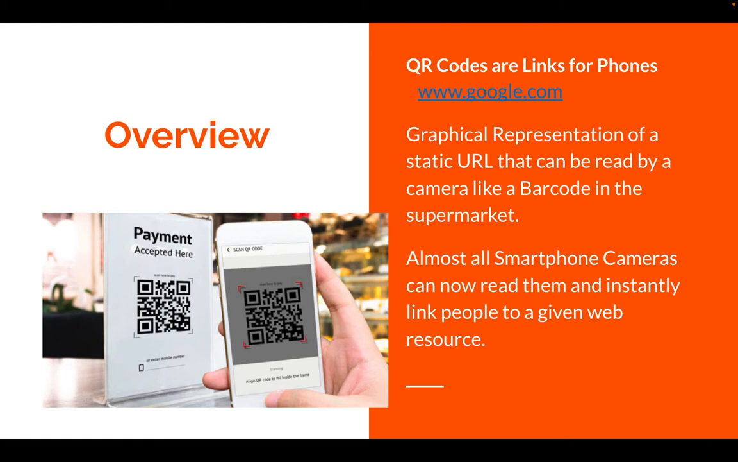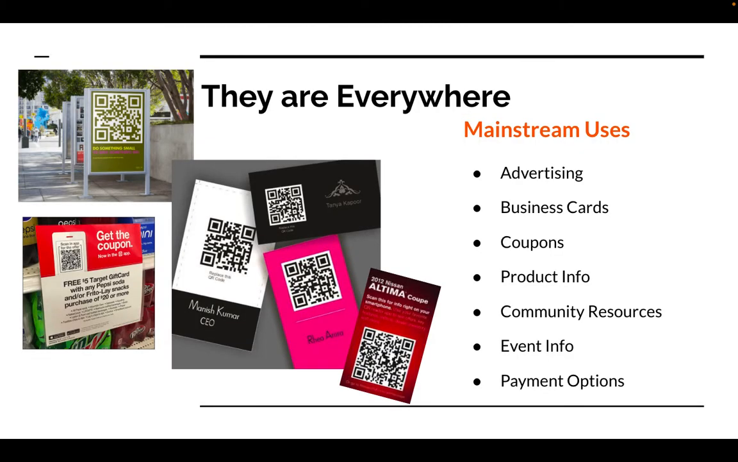Now, almost all smartphone cameras can now read them. You don't even need to download any fancy QR code readers or anything like that. Just open up the camera app on your phone, point it at the QR code, and something is probably going to happen.